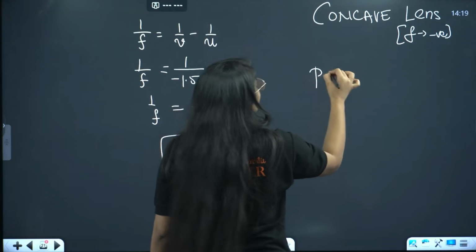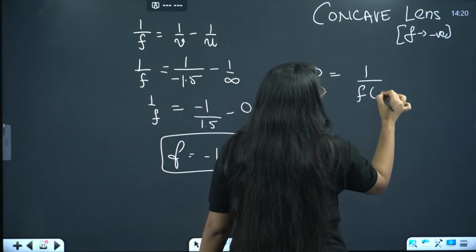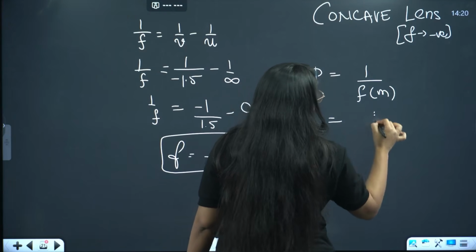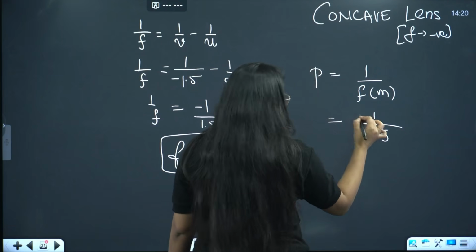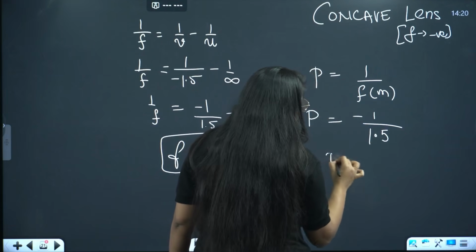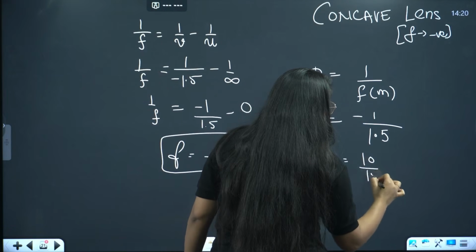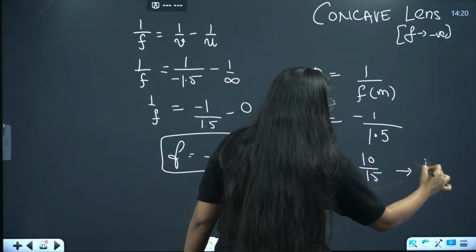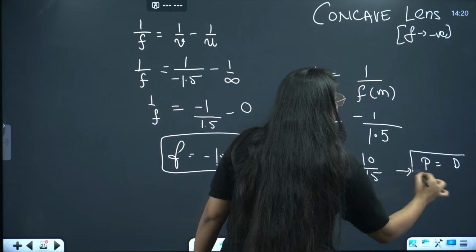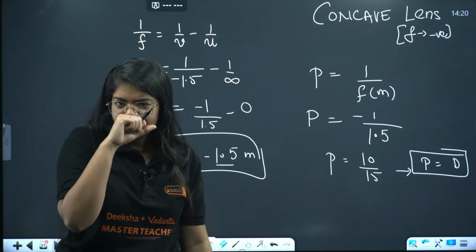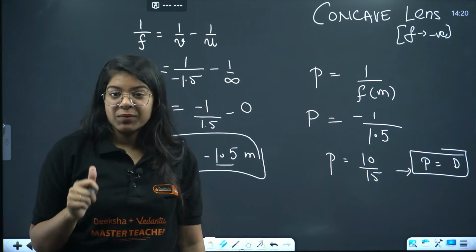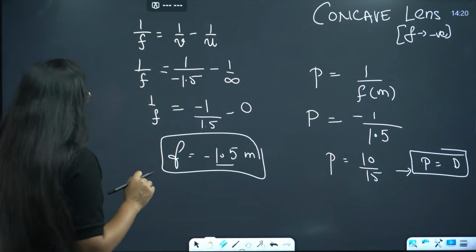Now power will be 1 by focal length when focal length is in meters. What is the focal length? That is 1.5 and negative. So power will be 10 by 15. Solve it. Whatever comes, that is your answer in diopters. Done? Understood, everyone? Okay. Let's move on to the next.